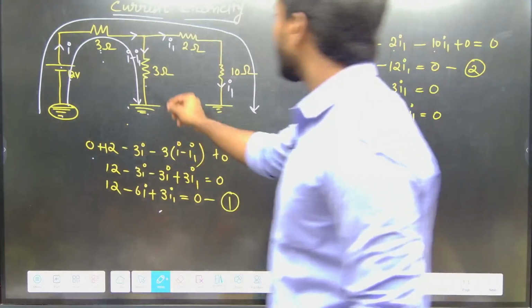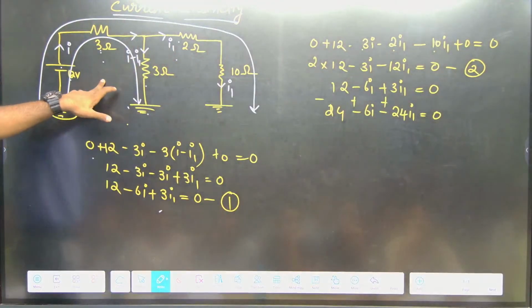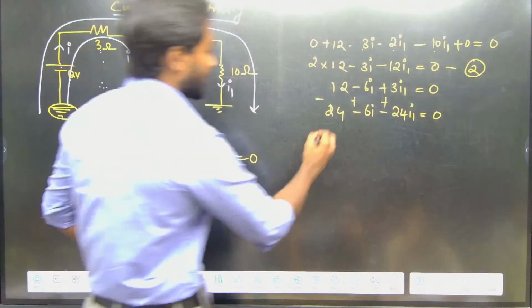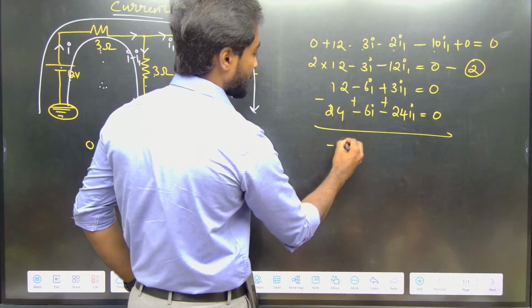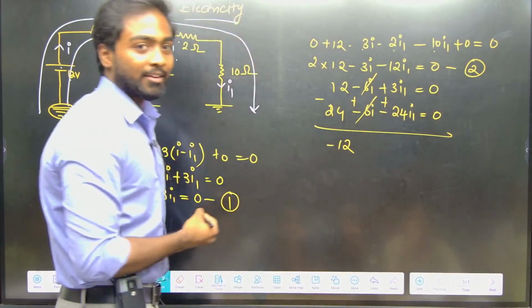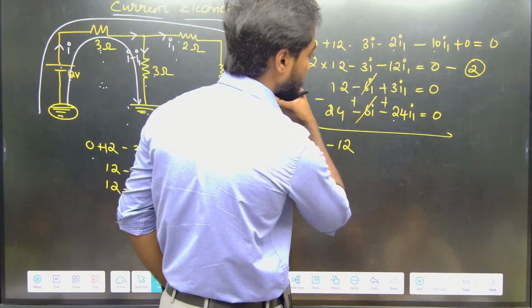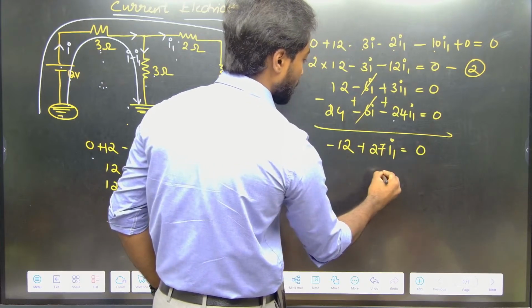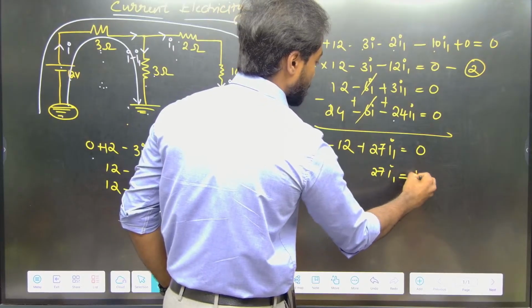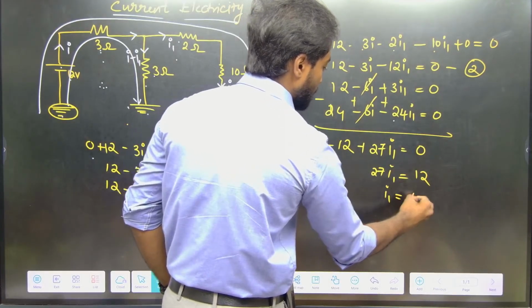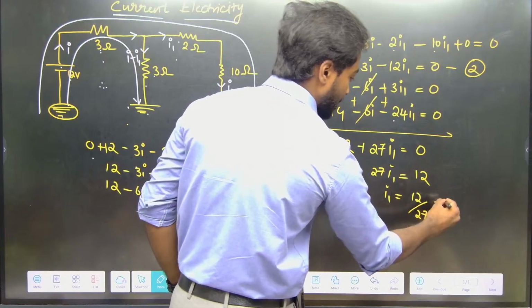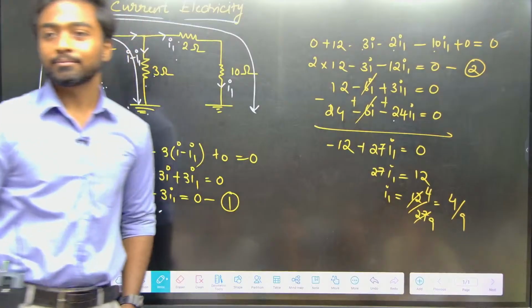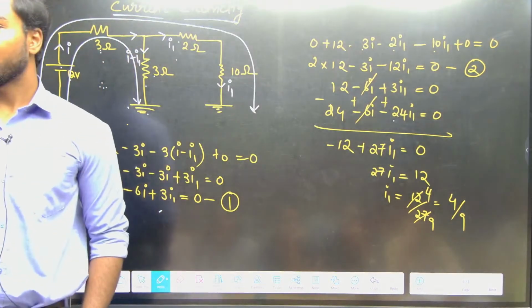I need to get both the currents. What is the current flowing here and what is the current flowing here? I1 also I need to find, I also I need to find. Okay. So what happens here? Minus 12. This and this will get cancelled off. And what about this one? Plus 27i1 will be equals to 0. So 27i1 will be equals to 12. So I1 will be equals to 12 by 27, which is nothing but 4 by 9. So got I1 as 4 by 9.